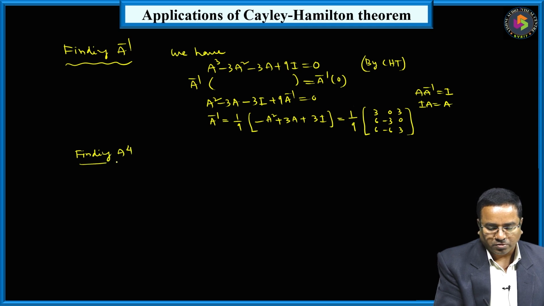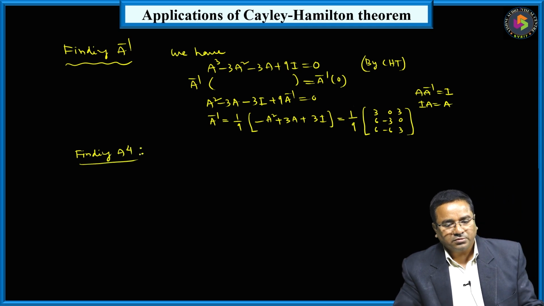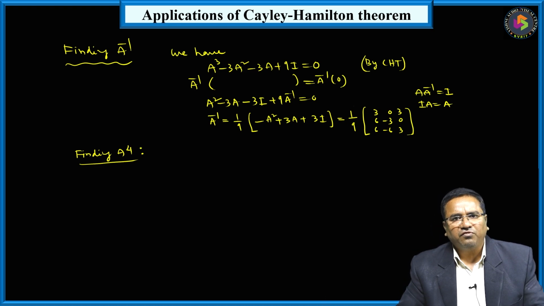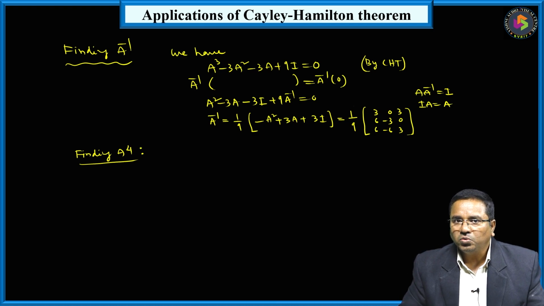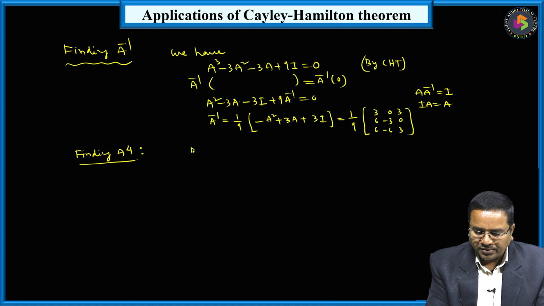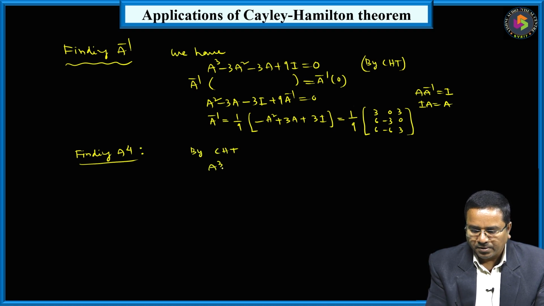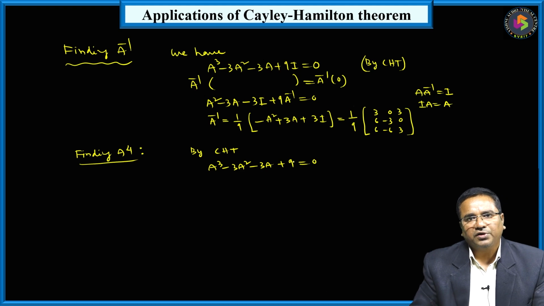A to the power of 4 by using Cayley-Hamilton. Someone may ask, we already have A cube, so by multiplying one more time we'll get A4. Here the intention is not that. Then how to find the inverse and the power of the matrix by using this theorem. So by Cayley-Hamilton theorem, already we have A cube minus 3A square minus 3A plus 9I is equal to 0. We know that every square matrix satisfies its own characteristic equation.